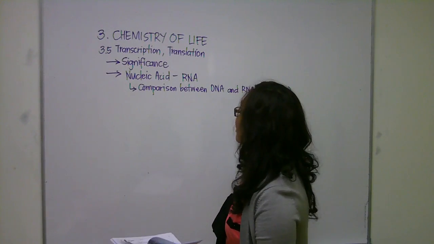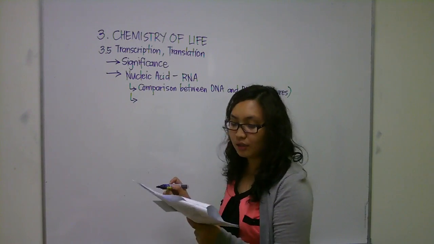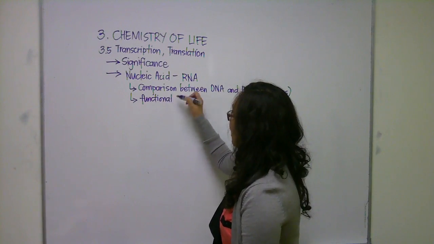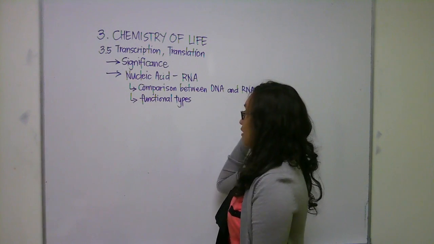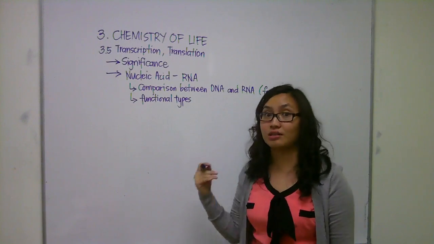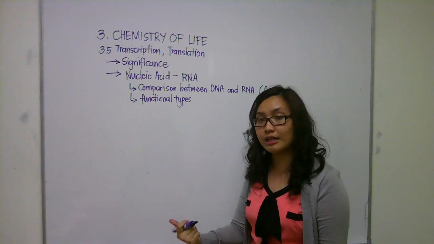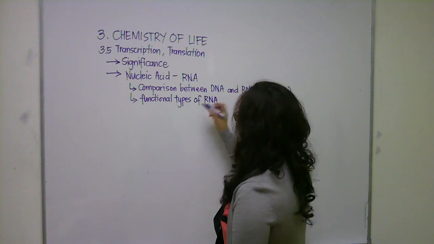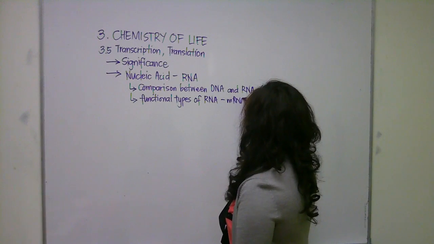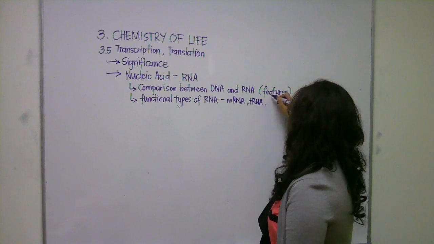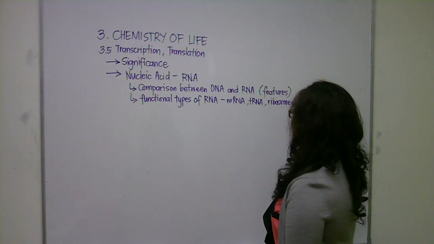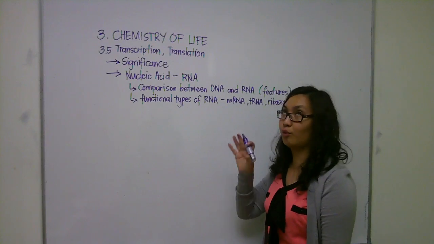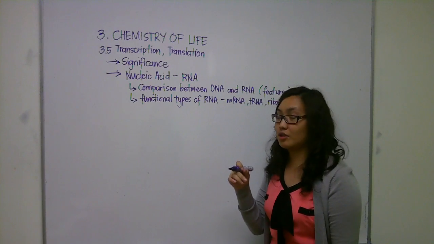After comparing the two nucleic acids, we can now continue with the different functional types of RNA. We can introduce to the students that different types of RNA are used in the process of transcription and translation, such as the mRNA, the messenger RNA, the transfer RNA, and the ribosomal RNA. Under the functional types of RNA, we have to include the structure and the function of each type, or where they are used within the process of transcription and translation.